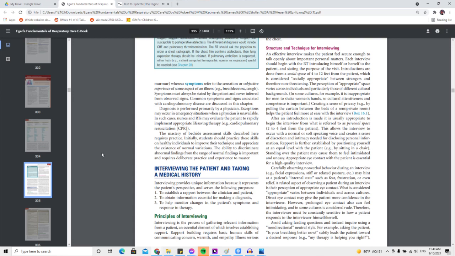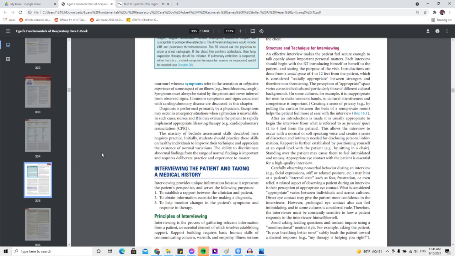After an introduction is made, it is usually appropriate to begin the interview from what is referred to as personal space, 2 to 4 feet from the patient. This allows the interview to occur with a normal or soft-speaking voice and creates a sense of discretion and intimacy needed for disclosing personal information. Rapport is further established by positioning yourself at an equal level with the patient, for example, by sitting in a chair. Standing over the patient may cause them to feel intimidated and uneasy.